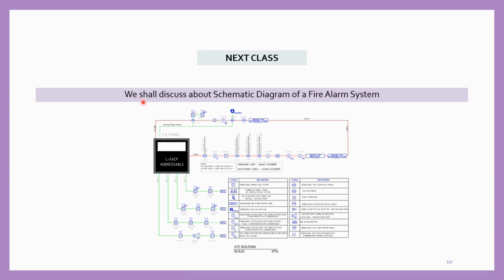In the next class we are going to discuss the schematic diagram of the fire alarm system using the device symbols. Basically this schematic diagram illustrates the interconnection of various components within the fire alarm system. This schematic diagram serves as a blueprint for installation, maintenance and troubleshooting.